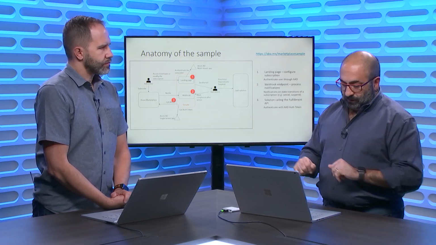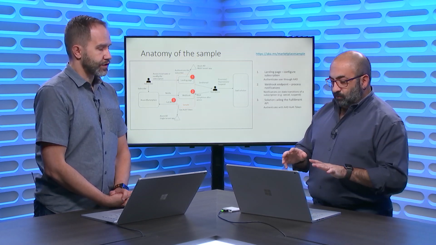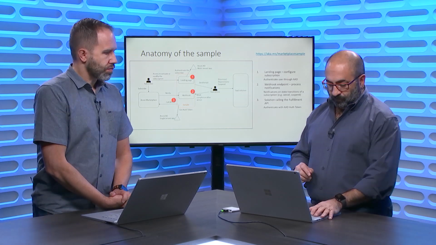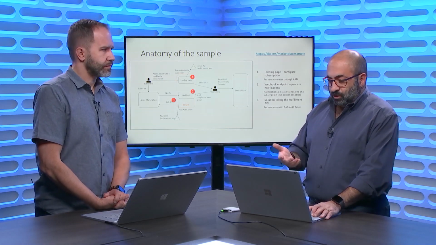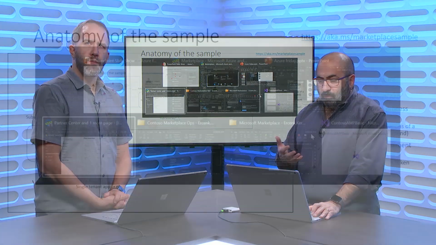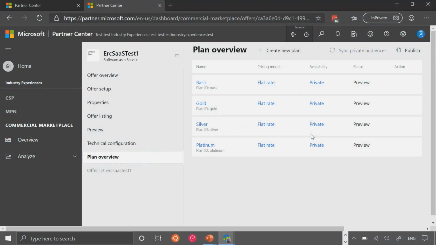So let me show you how the experience works. Let's do it. We were talking about 3 different personas here. The first persona is the publisher. So as a publisher, how am I going to first create an offer and then tell it to Microsoft Marketplace, commercial marketplace, and publish my solution there?